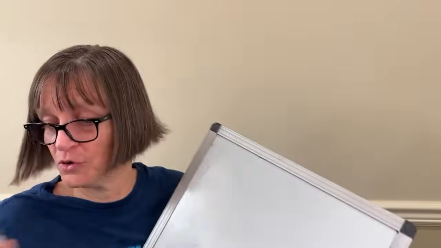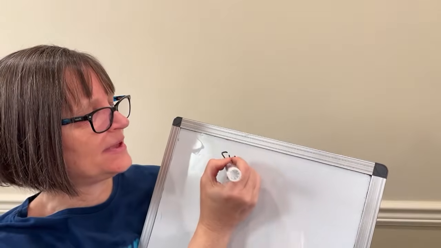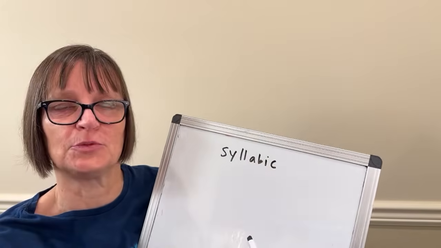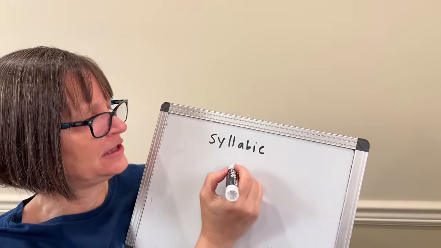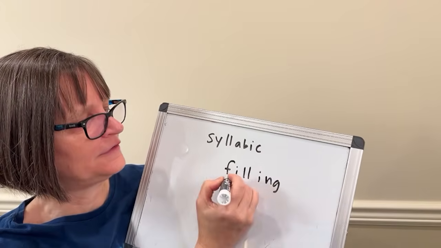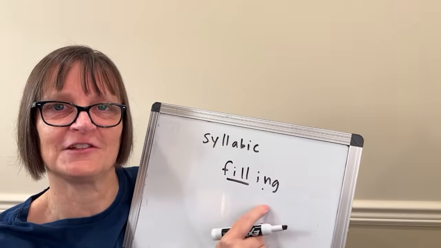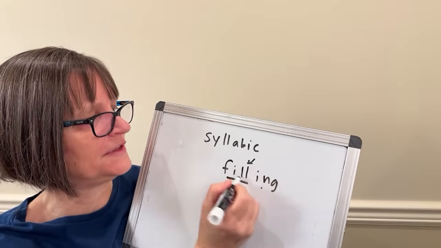So our channel member is asking about what is syllabic L. Great question. Syllabic means it functions as a syllable. Words have syllables. For example, in the word filling, I have two syllables, fill and ing. This syllable is stressed and this syllable is unstressed. This L is just part of this syllable.